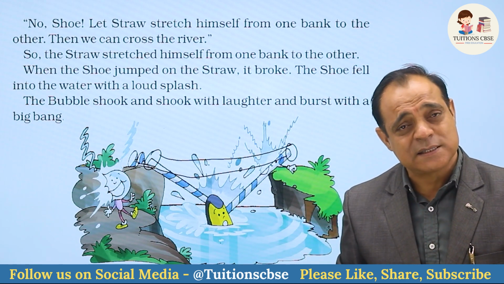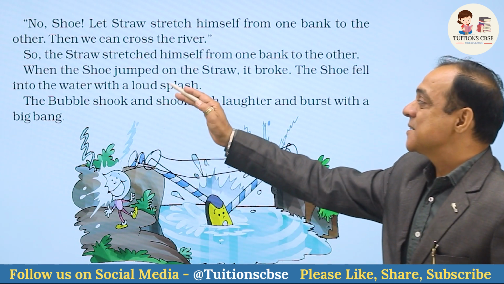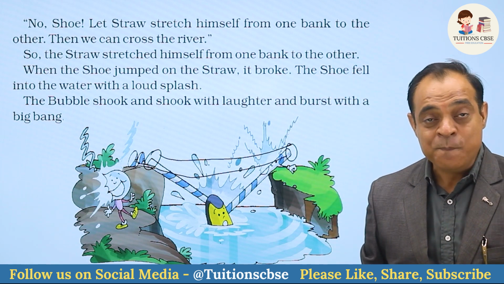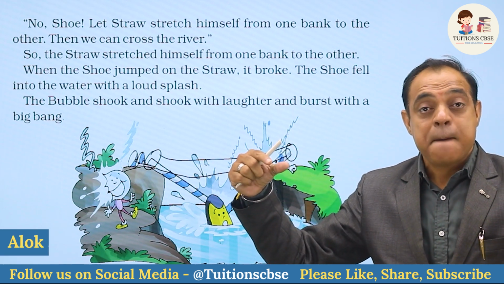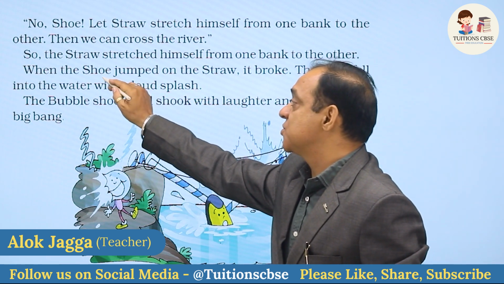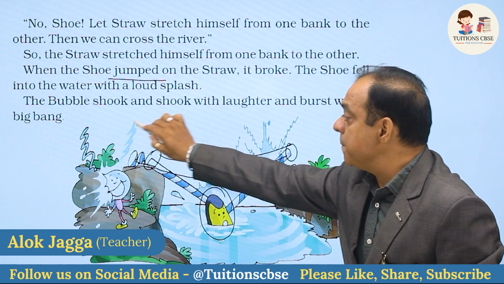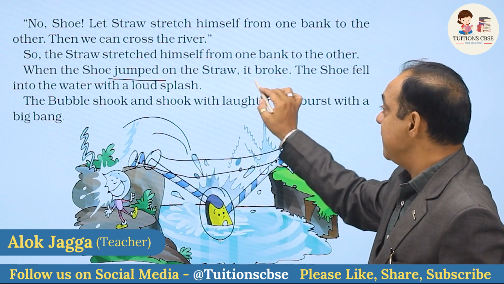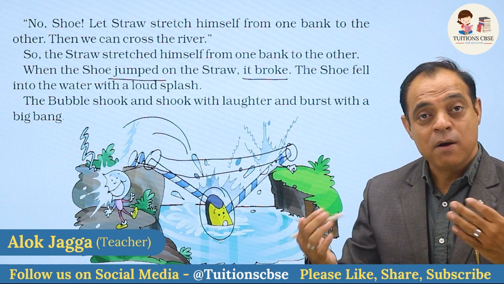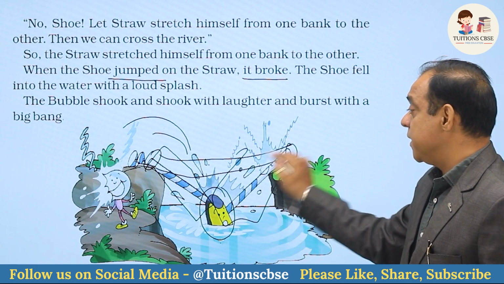So how can you cross? With a bridge. With the help of a bridge we can cross the river. Okay, so the straw stretched himself from one bank to another. What did the straw do? The straw stretched itself, made itself very long. When the shoe jumped on the straw, you see this shoe, it jumped on the straw first and then it broke. Oh, so sad. What happened? The straw broke. You see, the straw completely broke into two pieces.